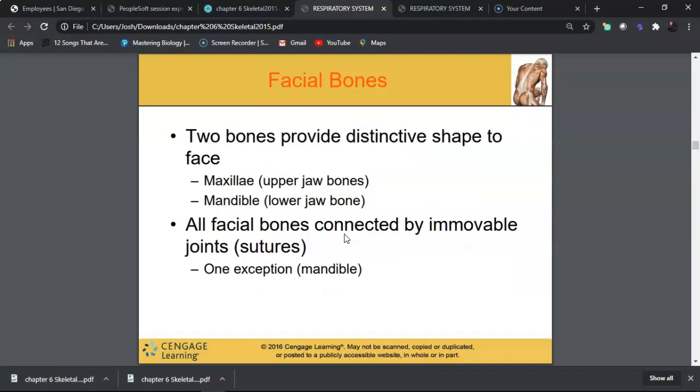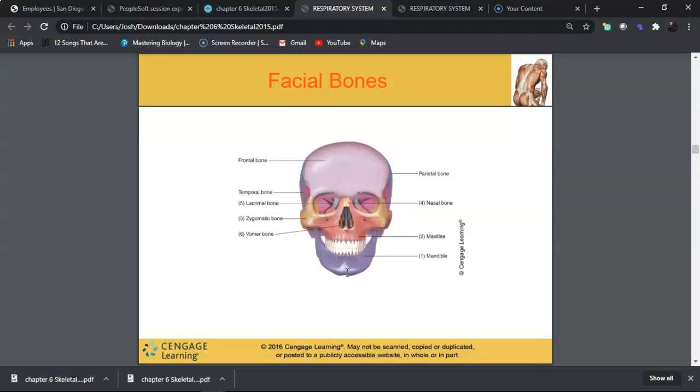Okay, so this just goes through the facial bones. We have the upper jaw bone, which is the maxilla. The lower jaw bone is the mandible. All of these facial bones are connected by immovable joints called sutures, except the TMJ. This is just an anterior view. You get a little bit better view of the facial bones here.